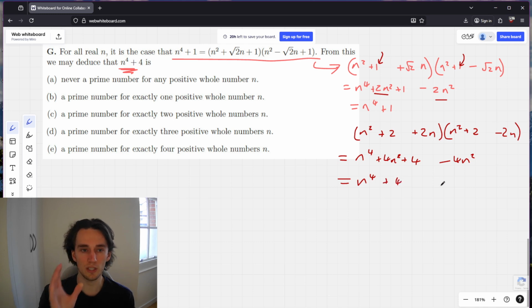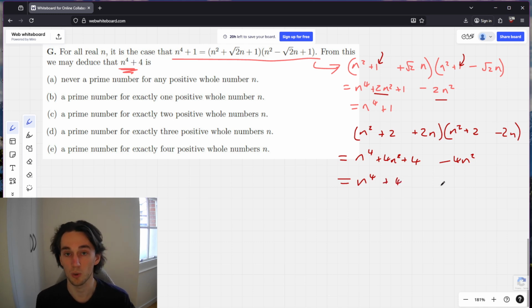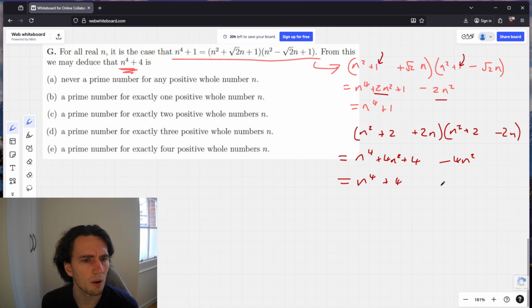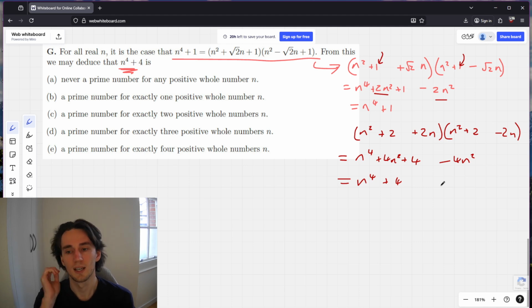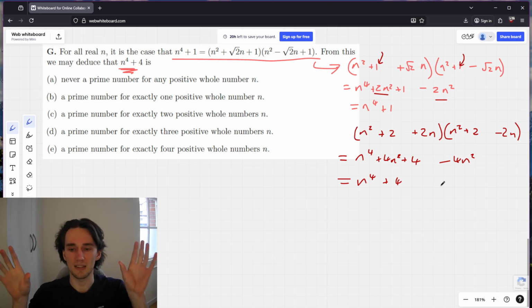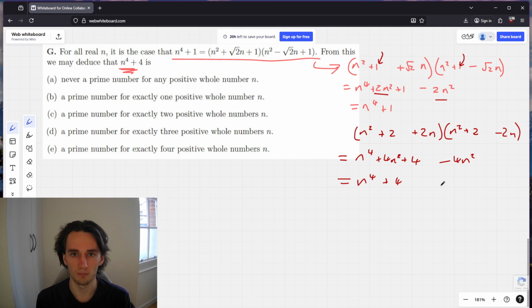Fantastic. So we use the information they gave us, or in the long questions, we'll be using the information we derived in a previous part to demonstrate our answer. Fantastic. So now we want to deduce when this is prime. Okay, fantastic. Perhaps we're familiar with this idea as well. We've got two numbers multiplied together to give us n to the 4 plus 4. So when is this prime? Well, if a prime number is two whole numbers larger than 1 multiplied together, that's clearly a contradiction. We need one of these numbers to be 1.